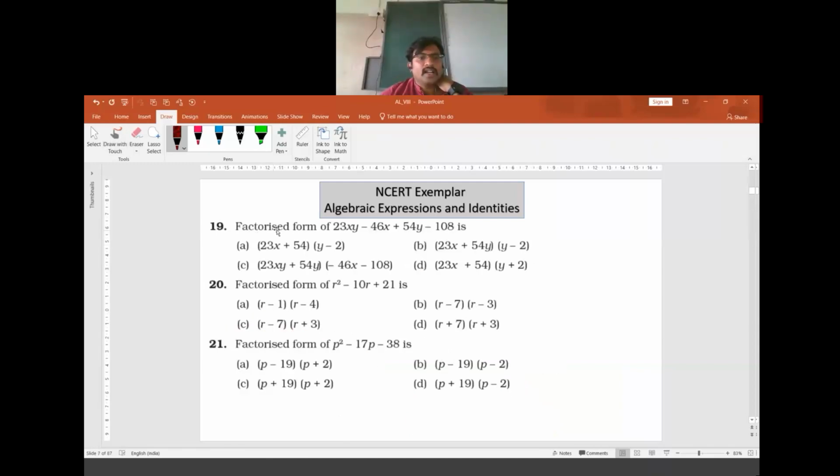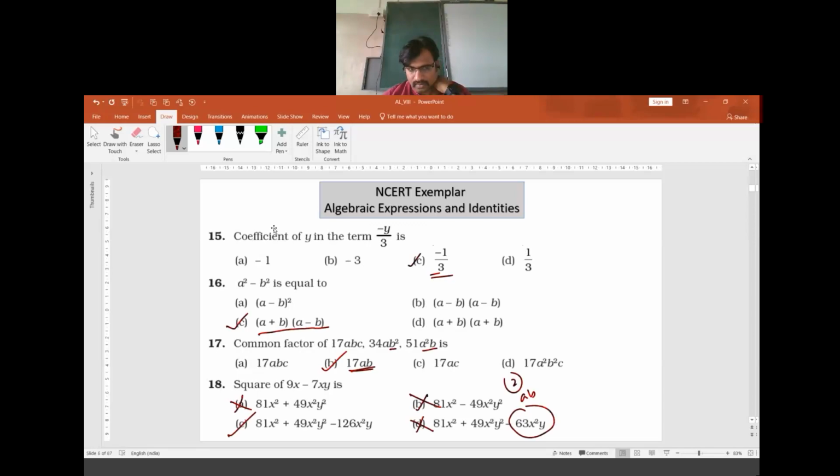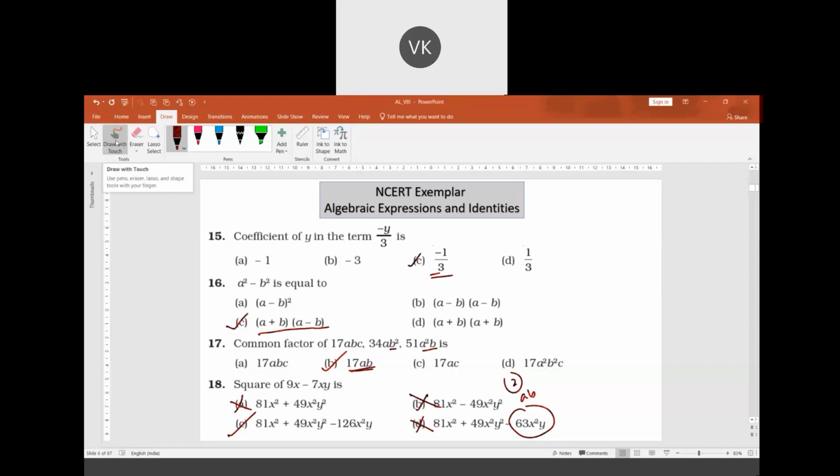Sir, in question number 16, I have a doubt. Option A is also correct: a square minus b square is a minus b whole square. That is not the correct identity. I will tell you the reason. Observe this: 5 square minus 4 square, where 5 square is like a square and 4 square is like b square.